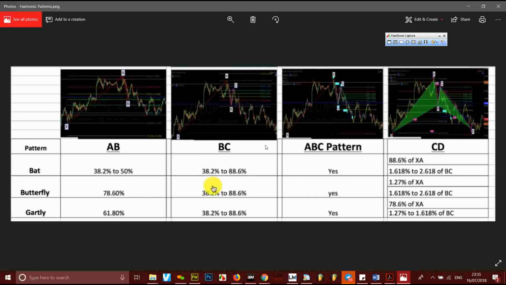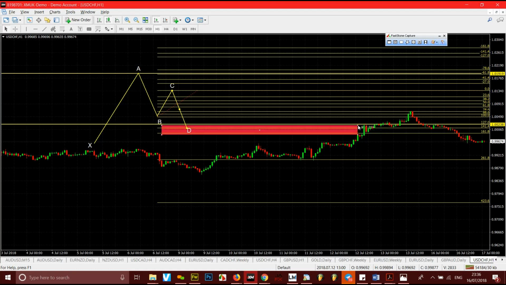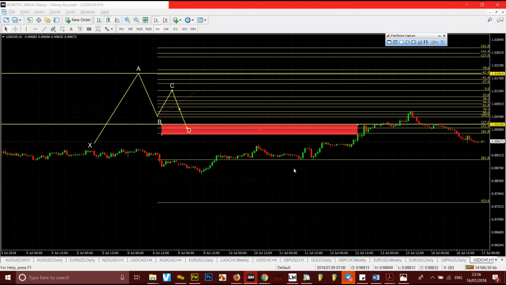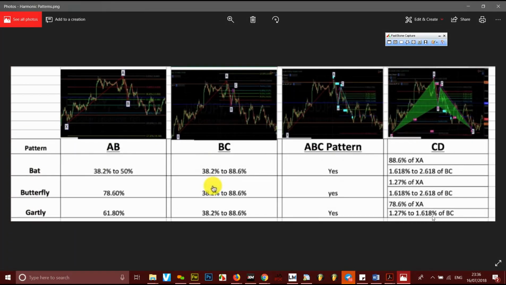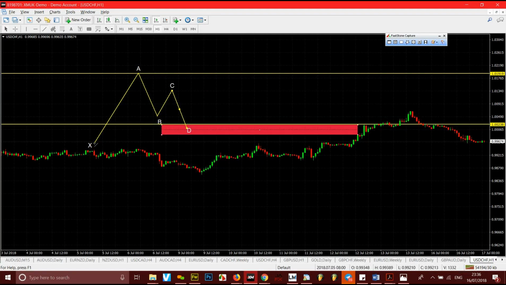Also, another level it says is that it must be between 127 and 161. So it may even be between these two levels. So my D leg would be maybe between this level. That is what it's trying to say. So if price comes into that level, either it is 78.6 of XA, which is what we found before, or 127 to 161.8 of BC. So I have to find my D within this zone. There has to be that confluence between that 78.6 and that 127. This is what should happen in the market, so that I can trade the D level.